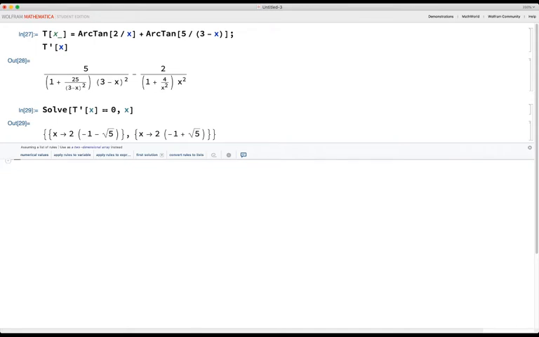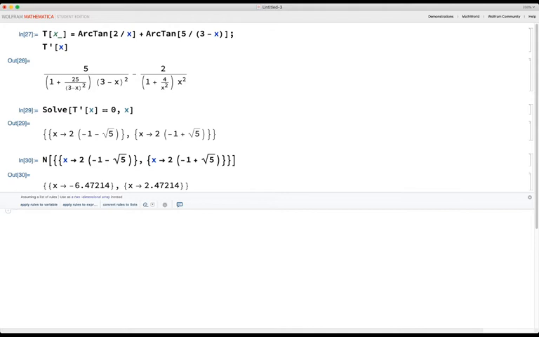What we need to do is think about which one of the answers makes sense. Maybe both of them do. If you think about it real quickly, the first answer here is negative, and that would be the situation where the point P is not between A and B, which we said it was supposed to be. So that tells us to throw out the first answer and only take the second one. Just for edification, there are the approximate numerical values of those. So our critical point was when x was, I'll write it this way, negative a half plus 2 square roots of 5, which made T prime equal to 0.